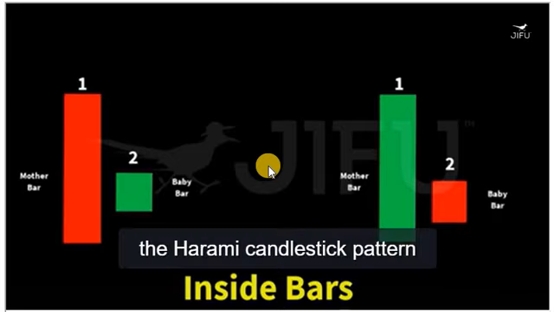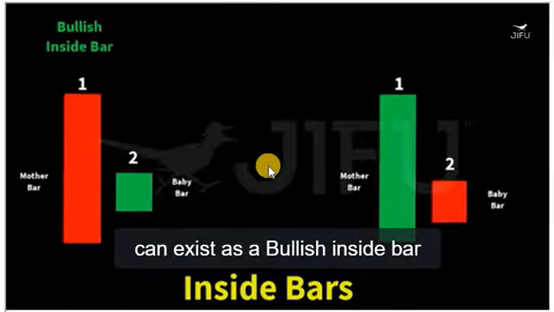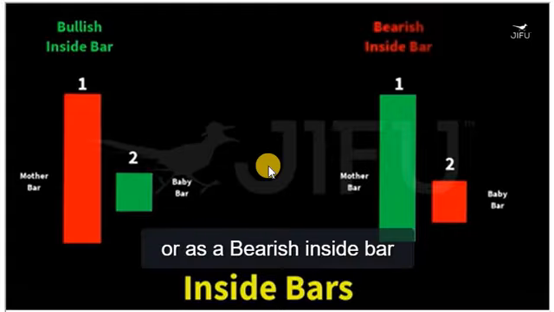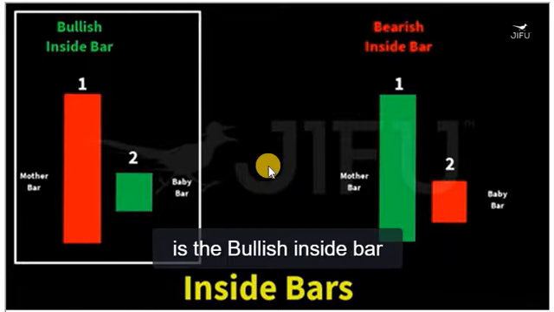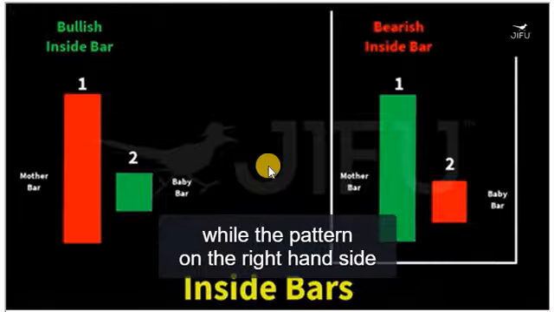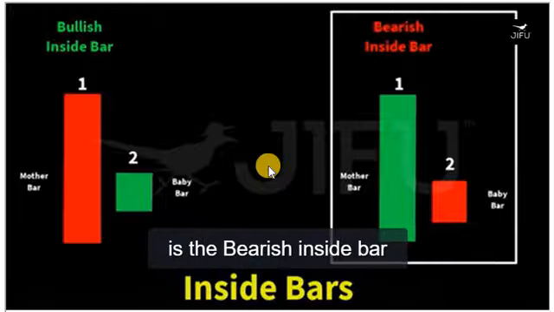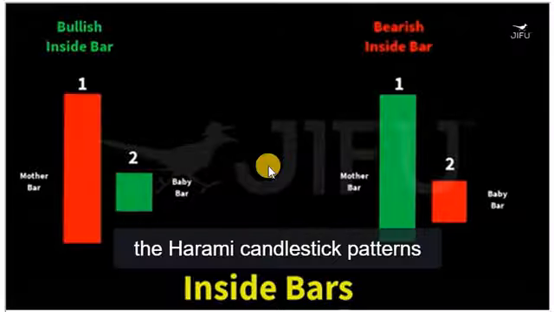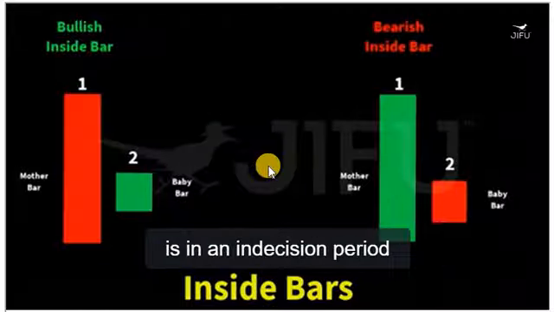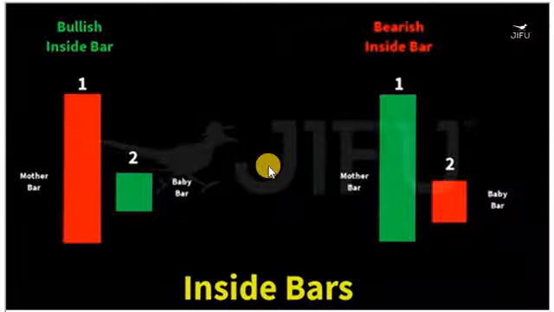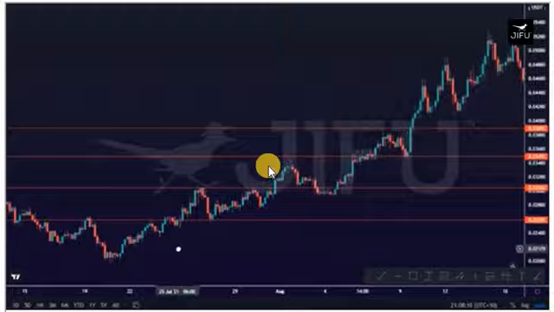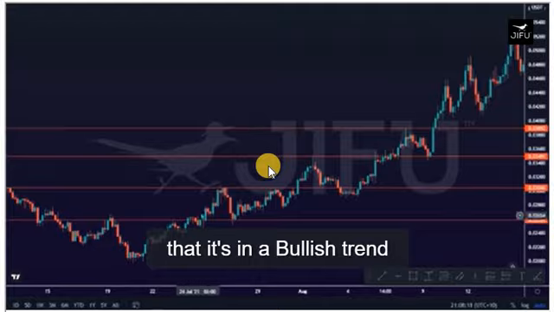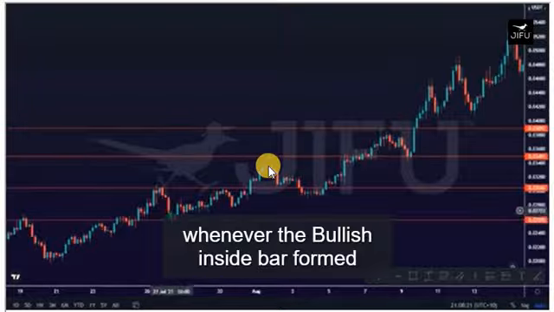The harami candlestick pattern can exist as a bullish inside bar or as a bearish inside bar. The pattern on the left-hand side is the bullish inside bar, while the pattern on the right-hand side is the bearish inside bar. The harami candlestick patterns tell us that the market is in an indecision period. Due to my years of experience in trading, it's best suited for the continuation of a trend rally, that is, when it's in a bullish trend whenever the bullish inside bar forms.